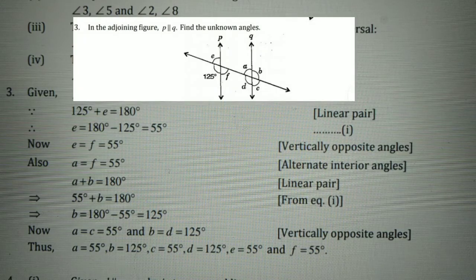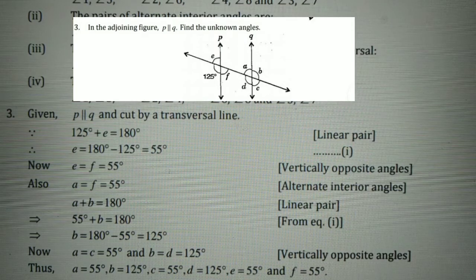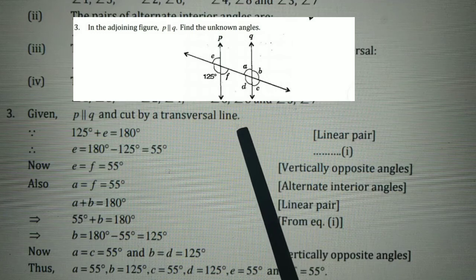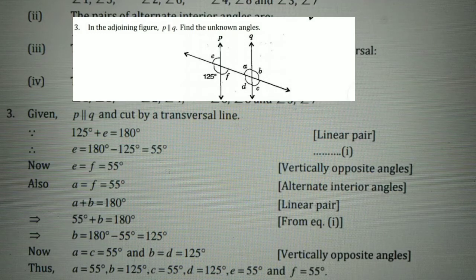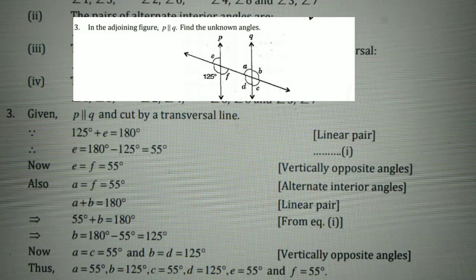Now in the third question, what happened here? If you observe the diagram, P is parallel to Q, cut by a transversal line, then 125 plus E is equal to 180 due to linear pair. So the value of E is equal to 55 degrees. Now E and F are equal to 55. Why? Because they are vertically opposite angles.